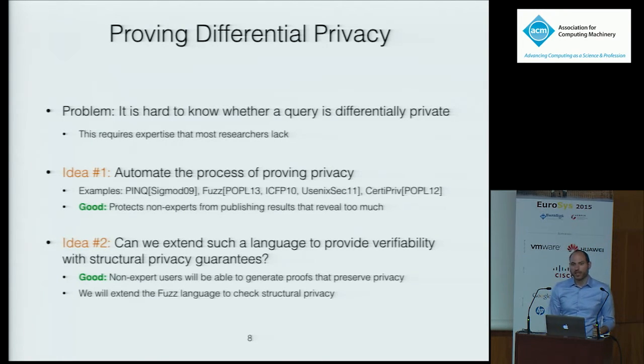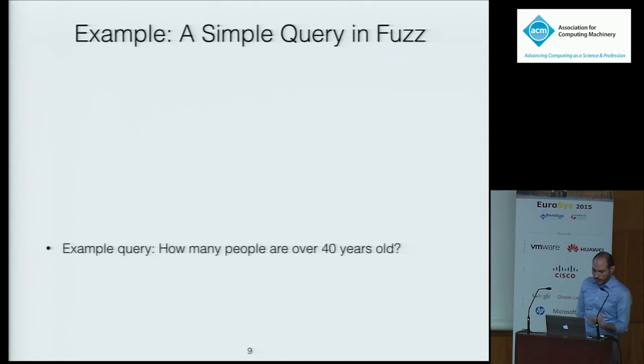But can we do the same for structural privacy? Ideally, we would like our compiler to make sure that our compiled queries satisfy both differential privacy and structural privacy. So we begin building our system around Fuzz, which is one of the languages that already provides differential privacy. And to understand why Fuzz does not satisfy structural privacy, let's look at this example.